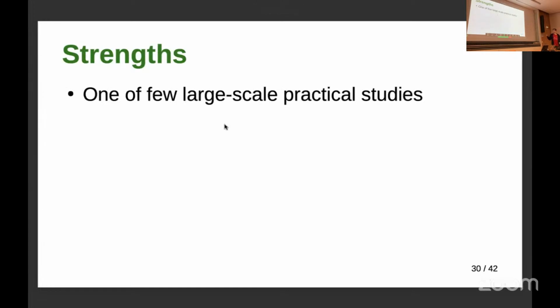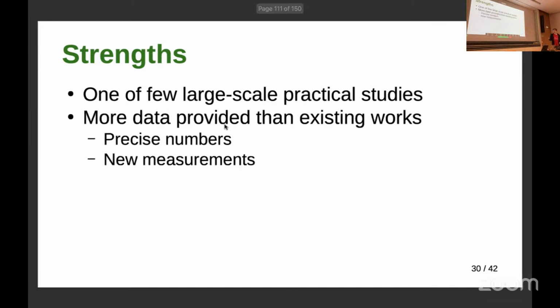First strength, this is basically one of the few large-scale practical studies of silent data corruption in the wild, with the only exception being the other 2 papers by Facebook and Google. And importantly, it provides substantially more data than either of those 2 papers. It's got a lot more precise numbers as opposed to vague words like about, roughly, a few. And it also provides a number of completely new measurements and metrics that weren't provided by either of the other 2 existing papers.